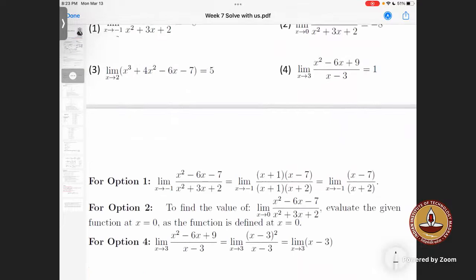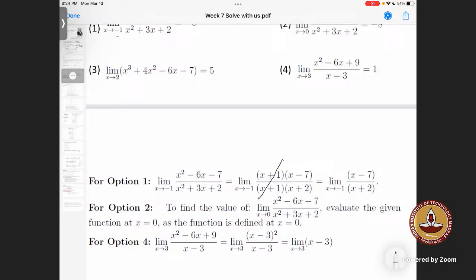So for question 1, what is the limit value? See, for question 1, it is x square minus 6x minus 7 divided by x square plus 3x plus 2. Factorize both the numerator and denominator. x plus 1 will get cancelled. So you are left with x minus 7 by x plus 2.